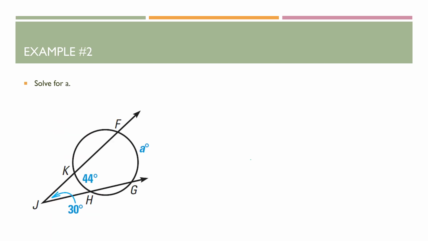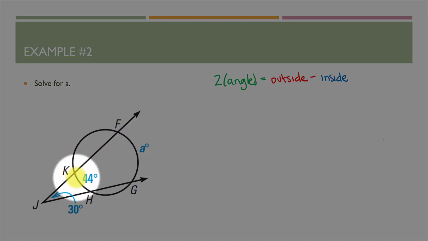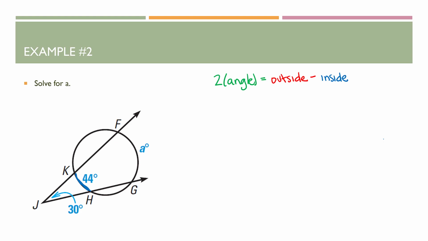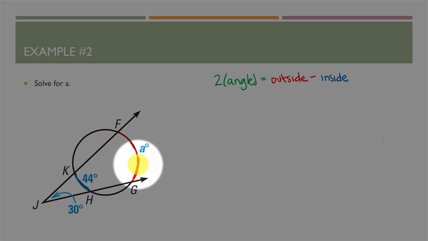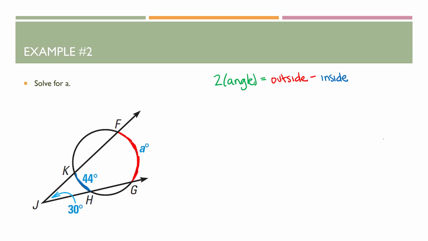Let's look at another problem. So here we're solving for an arc, okay? 2 times the angle equals the outside minus inside. So identify your arcs first. Here's my inside arc, the one that's closest to the angle, and here's my outside arc. Okay? The arc furthest away from the angle. Now start plugging in the values.